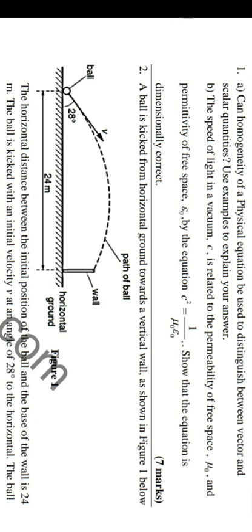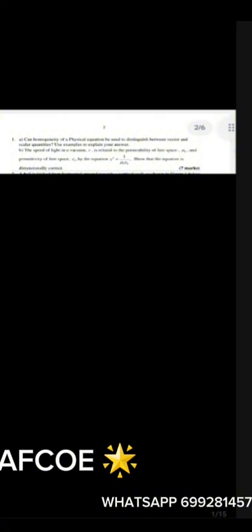The speed of light in a vacuum C is related to the permeability of free space mu naught and the permittivity of free space epsilon naught by the equation C squared equals 1 on mu naught epsilon naught. Show that the equation is dimensionally correct.